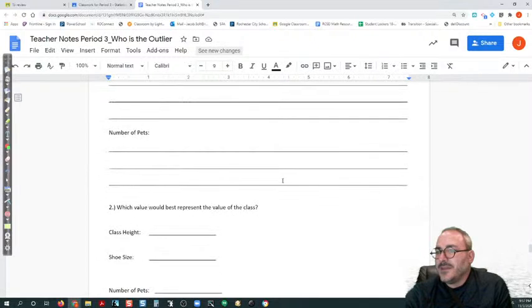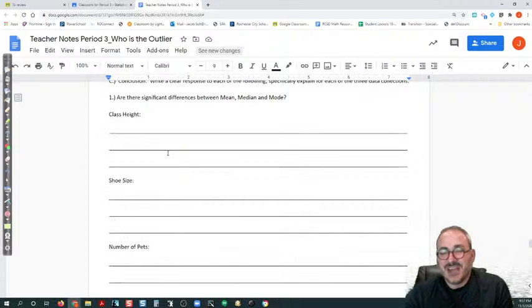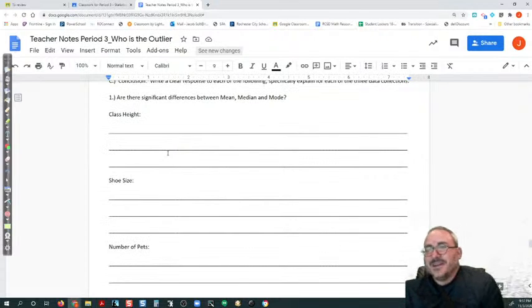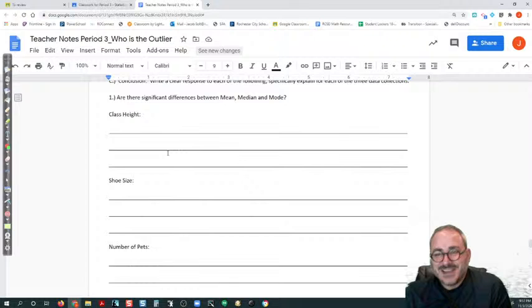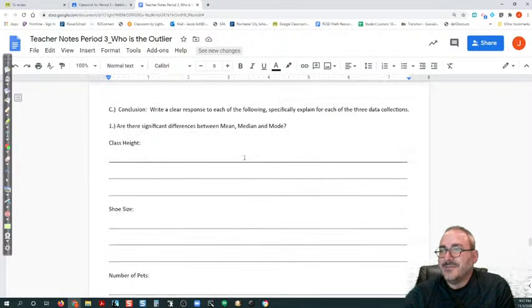So let me just talk about these. I don't think I'm going to write them, because I don't necessarily want you to copy these answers. I want you to put these in your own words. So first one, are there significant differences between mean, median, and mode? Fortunately, you can probably copy and paste the same answer for each one of these. No, for all of these, there are really not a lot of significant differences between the mean, median, and mode.